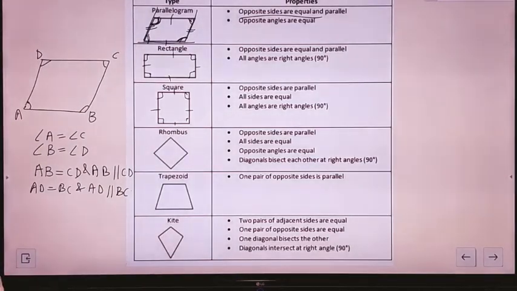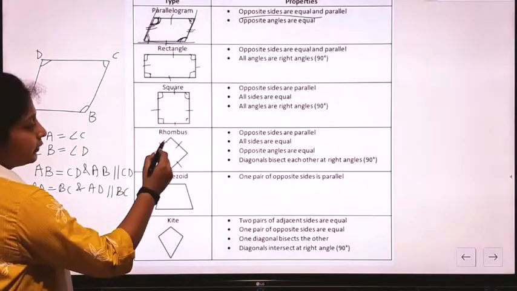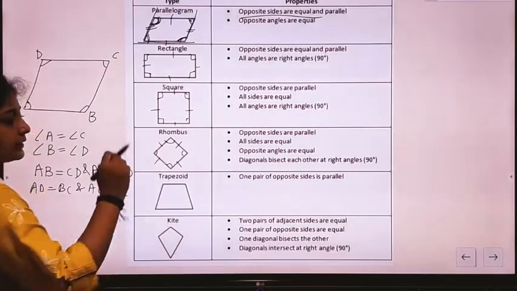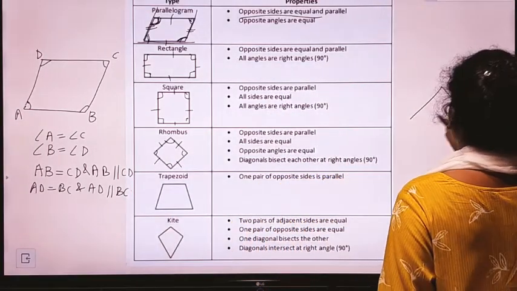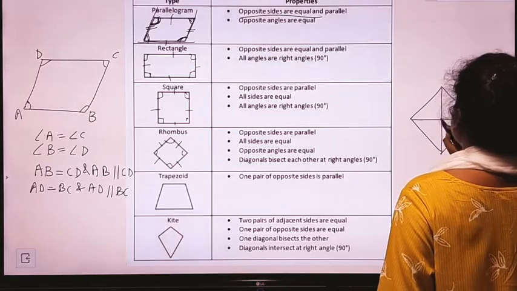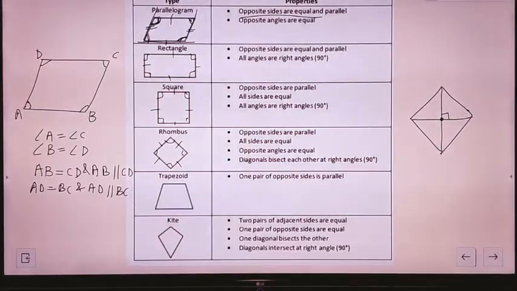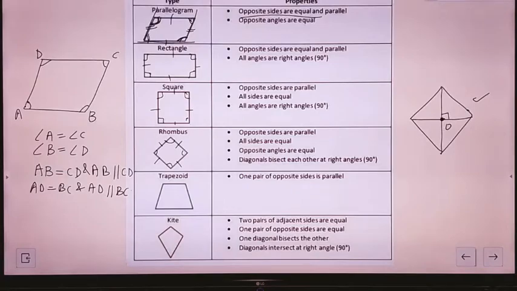Next we have a rhombus. In a rhombus also all the sides are equal. Opposite angles are equal here. All the sides are equal and the diagonals inside a rhombus always bisect each other at 90 degrees. Bisect means when the diagonals intersect, the point where they intersect divides each diagonal into two equal halves. So this was the special property of a rhombus.